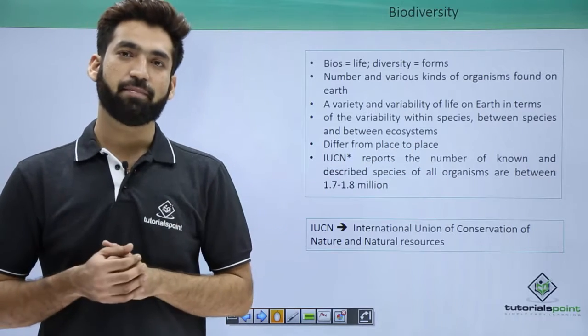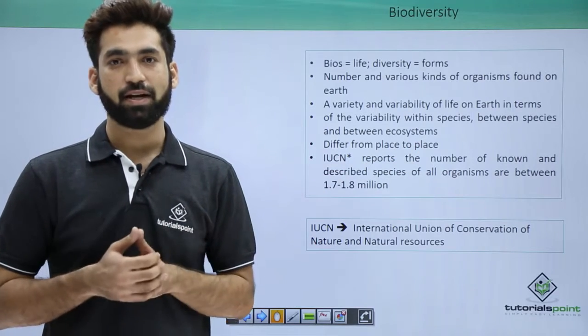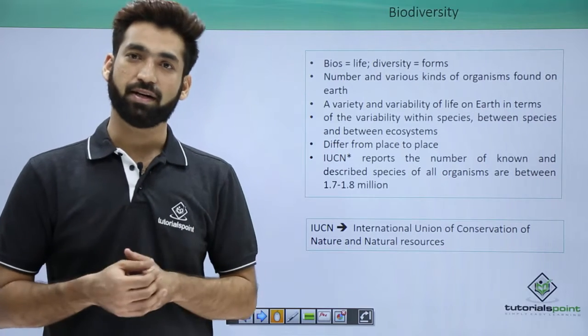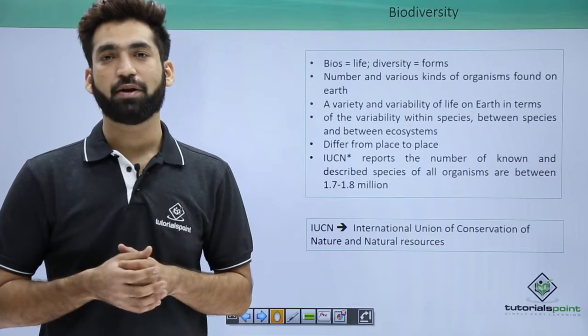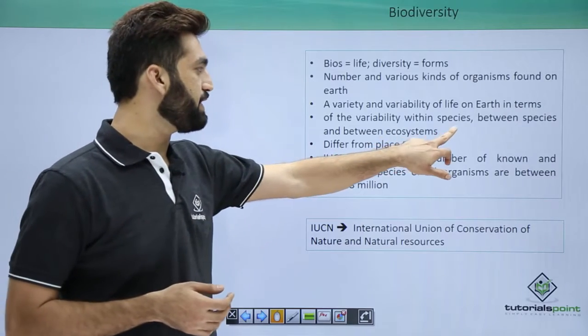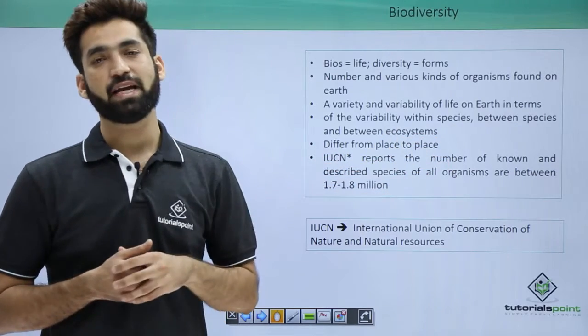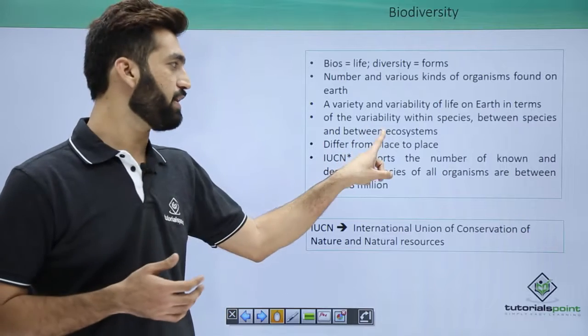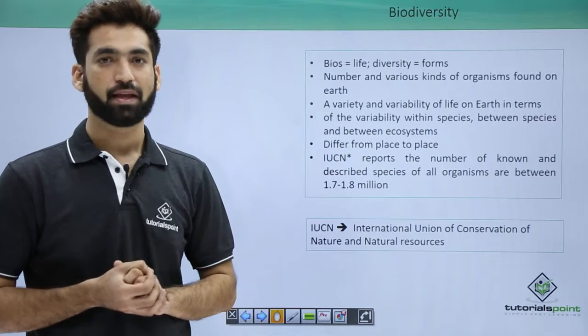Now, when you talk about the biodiversity, there are three types of biodiversity seen. It can be among the gene level, which is called genetic biodiversity. It can be among the species, which is called species biodiversity, and it can also be among the ecosystems. We'll be calling it ecosystem biodiversity.